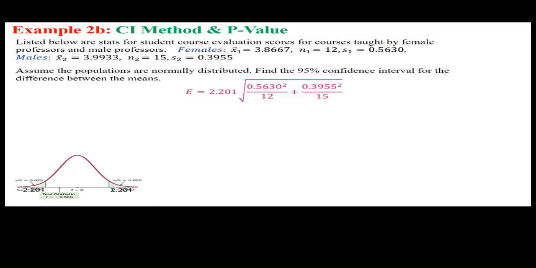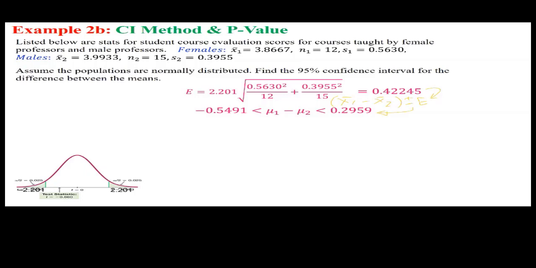And then the square root of S1 squared over N1 plus S2 squared over N2. The calculation ends up giving us the E of 0.42245. Now we're going to add and subtract E to x1 bar minus x2 bar. So when you go through the process of calculation, x1 bar minus x2 bar plus or minus E will result in this.